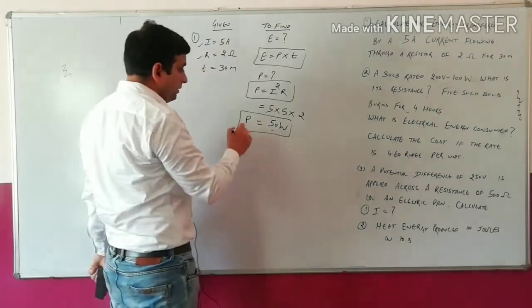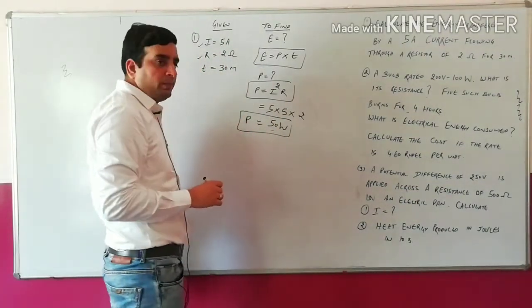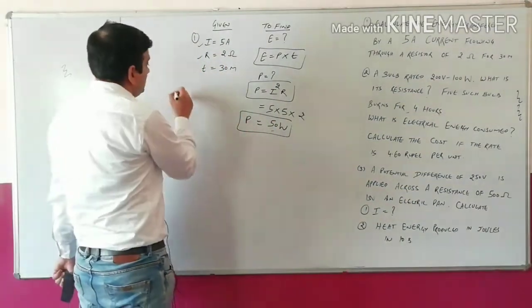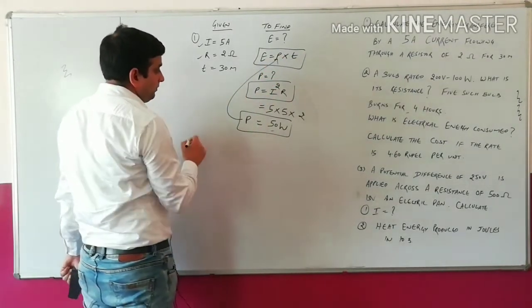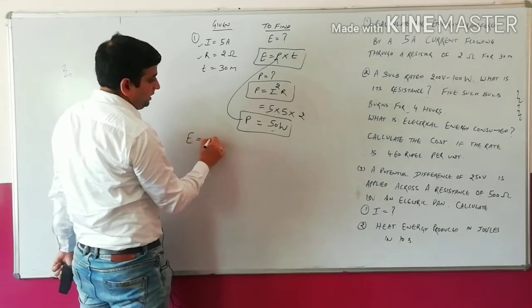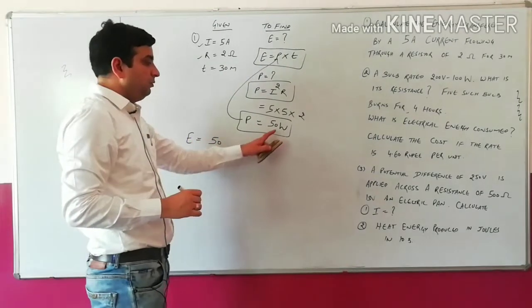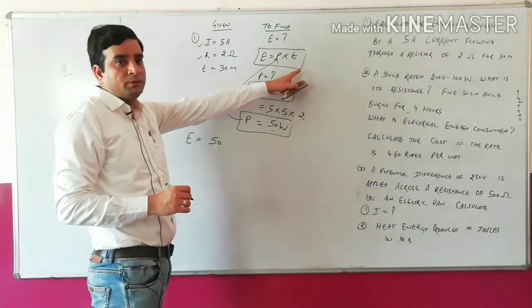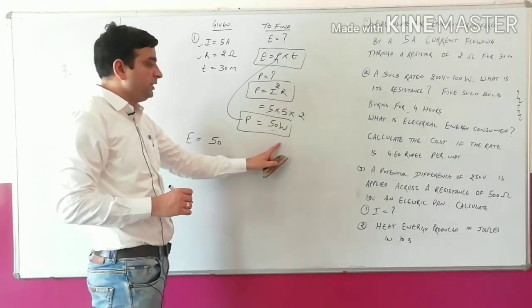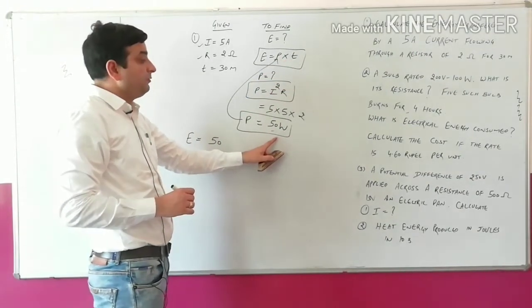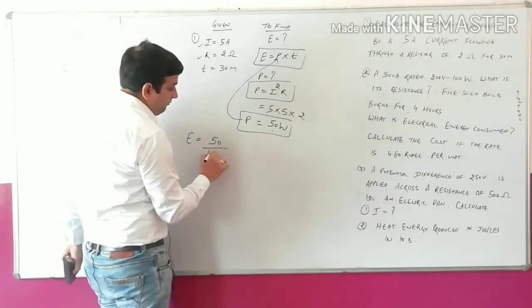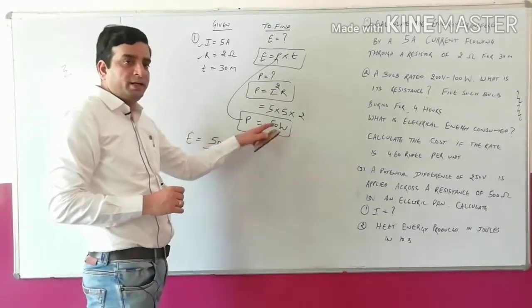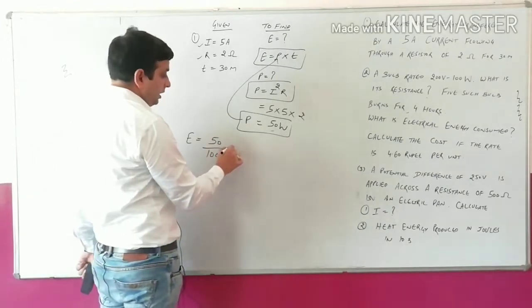So we have already calculated the power. Power is 50 watt. Now we can put this value here. E is equal to power into time, I am using that formula. Power we have already calculated as 50 watt, but 50 watt is not in kilowatt. So first I will convert that into kilowatt by dividing it by 1000.